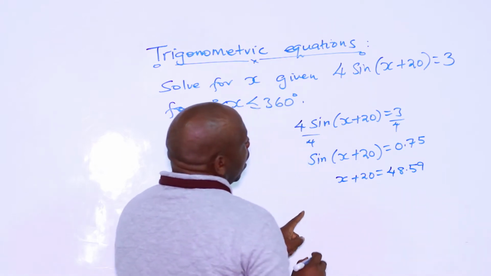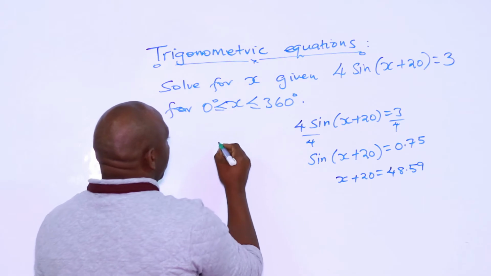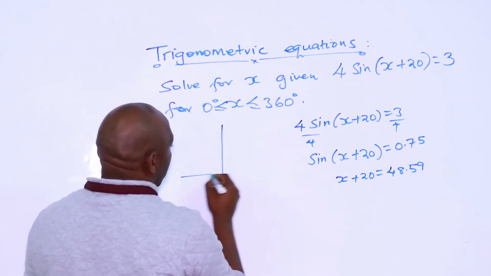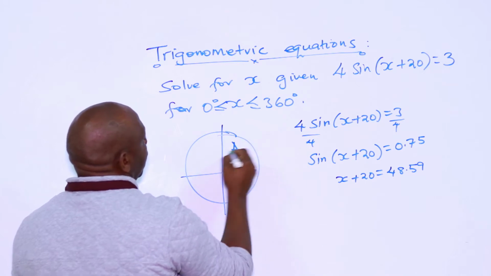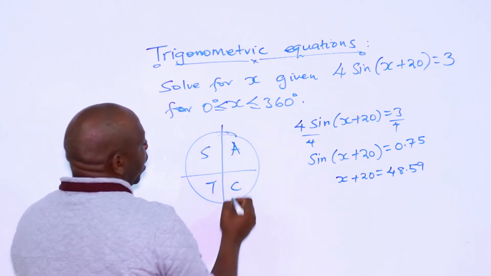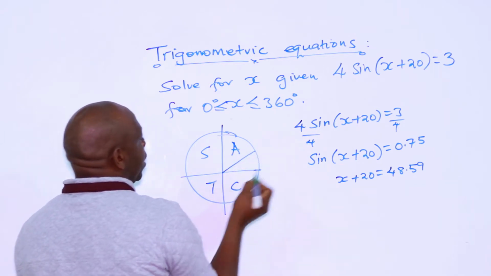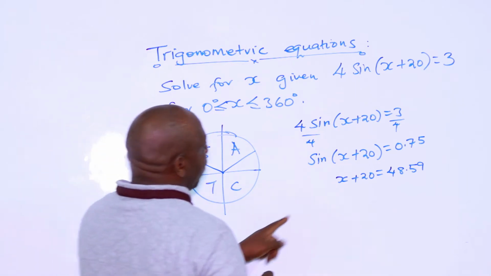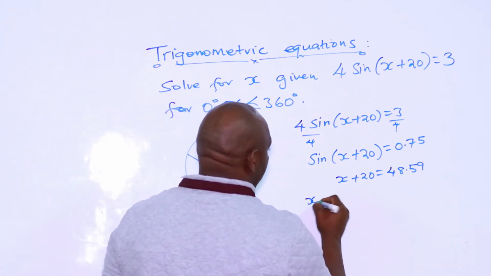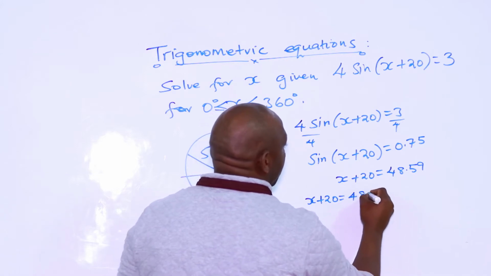So, because the value for sine here is positive, you draw the unit circle here. And you can see clearly that that value can only be in the first quadrant or quadrant number 2. So, in the first quadrant, x + 20 will be equal to 48.59.